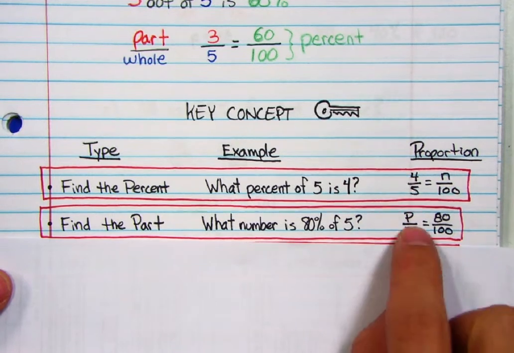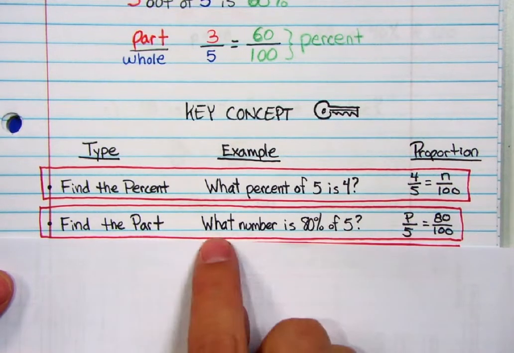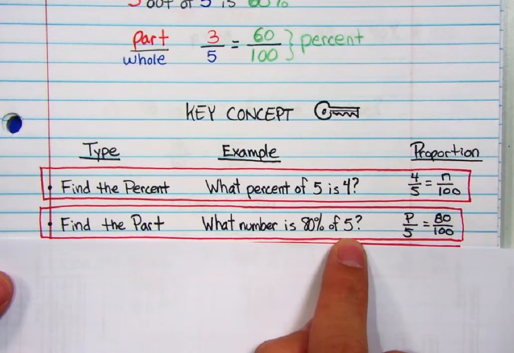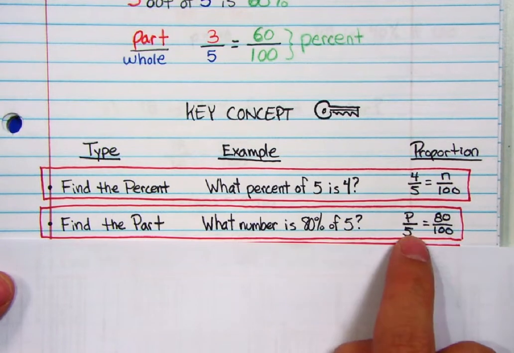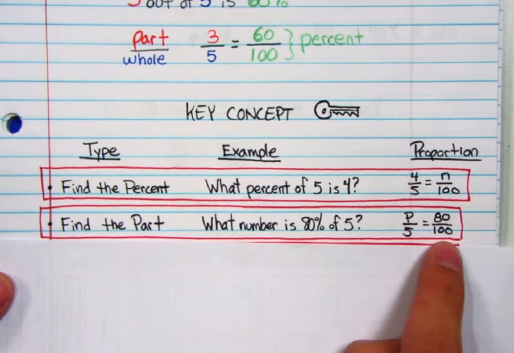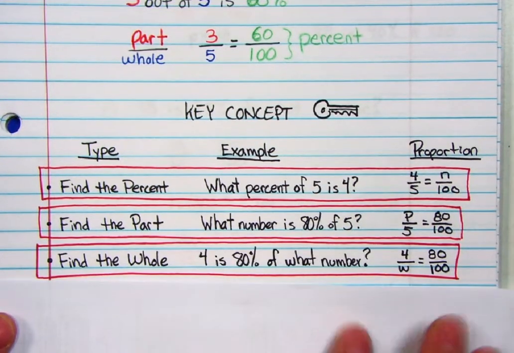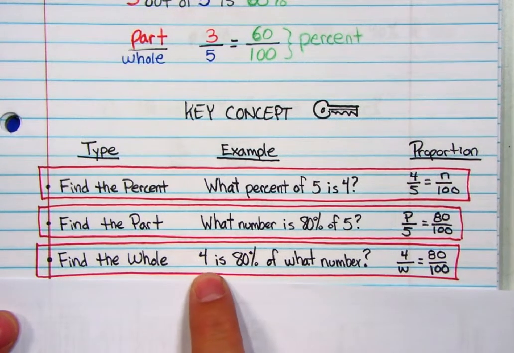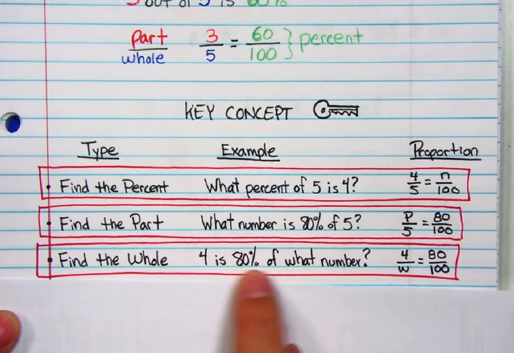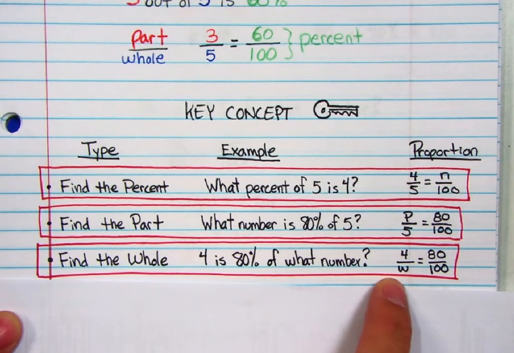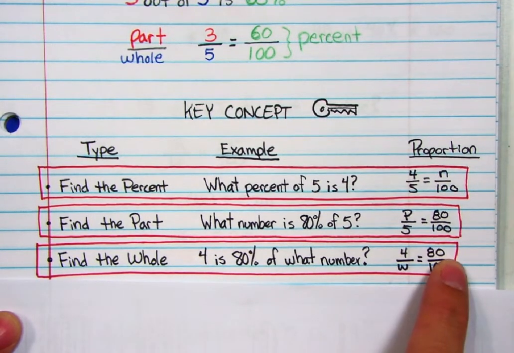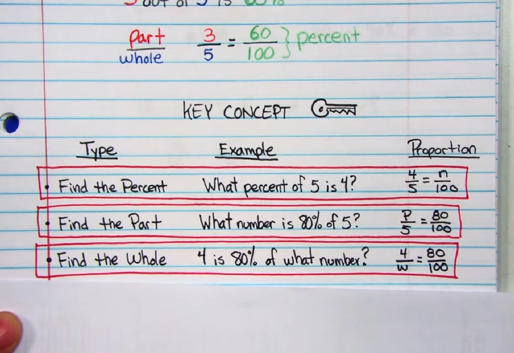What if you need to find the part? So what number is 80% of 5? They gave you the percentage, they gave you the whole number, we just need to know what the part is. So the part over 5 is equal to 80 over 100. And the last one, find the whole. So 4 is 80% of what number? They gave you the part, 4. I don't know the whole, I don't know the larger part that it's out of, but I know the percentage, 80 over what? Okay, so take a moment, make sure all that's in your notes.